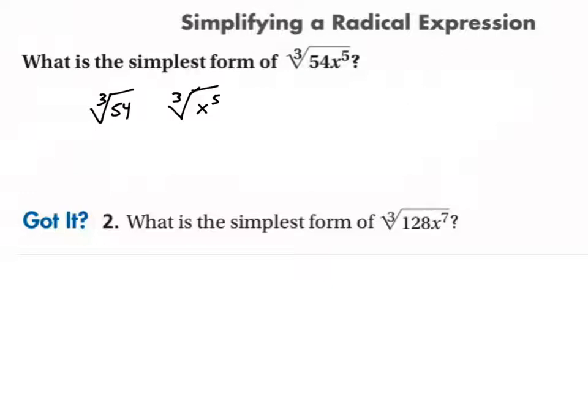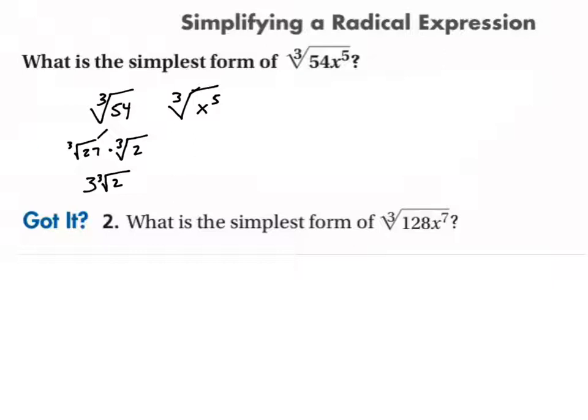In terms of cube roots, I know that 54 doesn't have a perfect cube root, but what I can do is break this apart into the cube root of 27 times the cube root of 2. Let me write that a little bigger, it's hard to see. The cube root of 27 in this case is just 3, and then this would just be the cube root of 2 still.